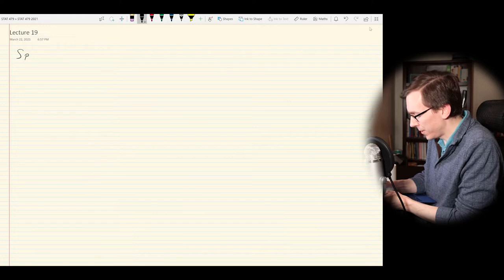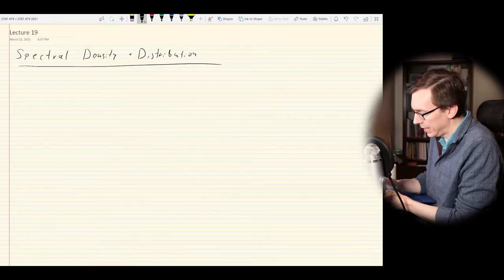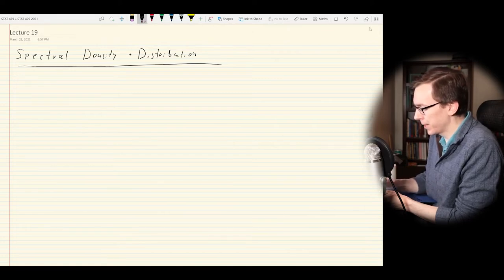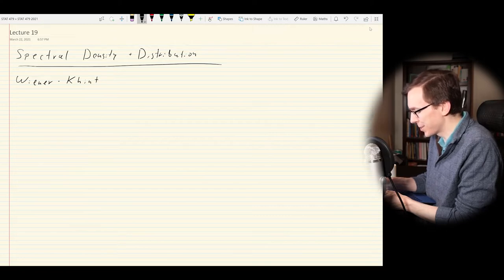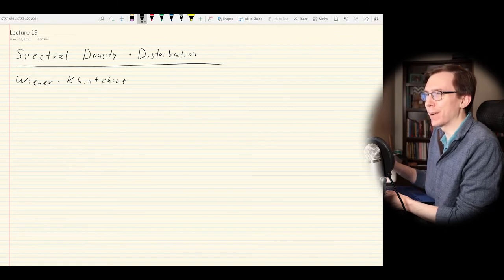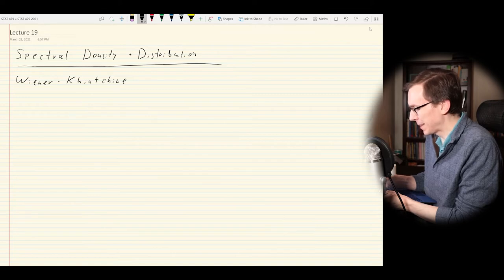So first of all, this is the section on spectral density and distribution. And what we'll start with is the first of the two Wiener-Khintchine theorems. If you've studied stochastic processes, you've probably heard of the Wiener process, which is just a renaming of Brownian motion. I'm pretty sure Brown was British, if I recall, so they both got their names associated with that process.